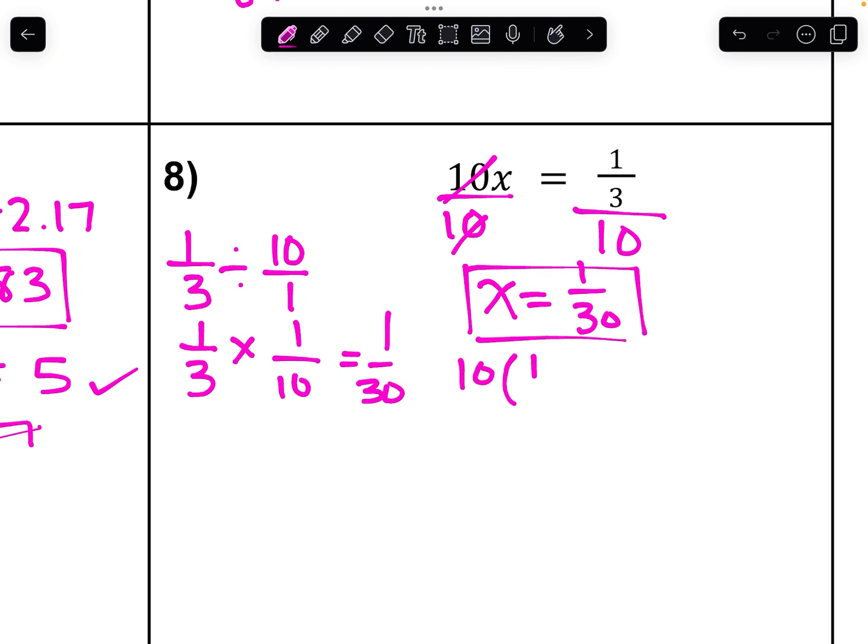Let's check it. 10 times 1/30, which is our x, should equal 1 over 3. It does, because 10 over 30 would equal 1/3. Or you can cross cancel and get it there. It is true, and it is equal to 1/3. Great job. Moving on.